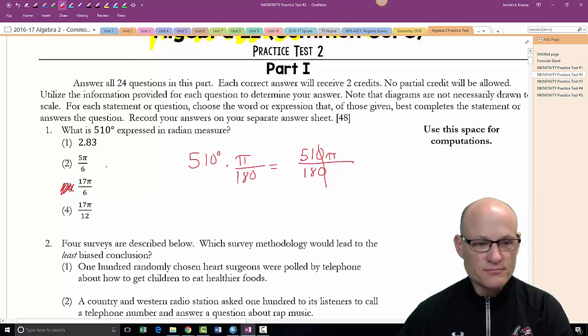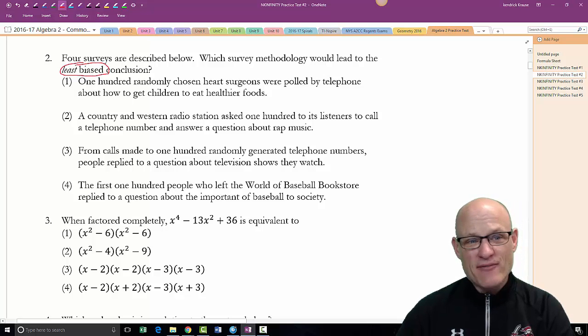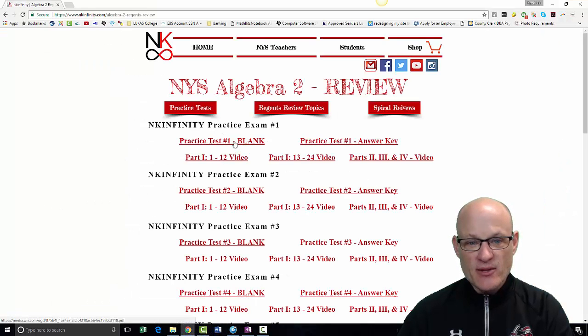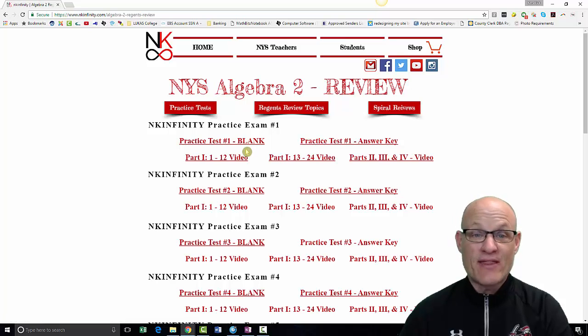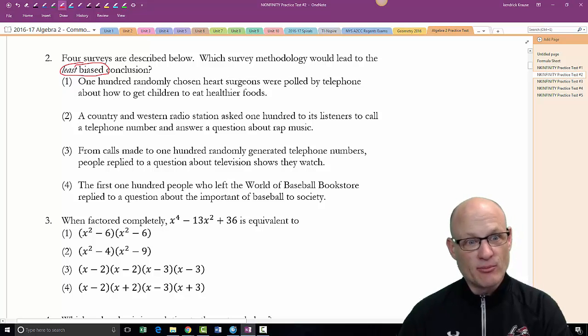Moving on. Which of 4 studies or surveys is least biased? We're looking for the least biased problem in this one. By the way, if you haven't done these problems on your own, you really need to. Back here on NK Infinity, it's this document. Just click on the blank document. You can download it, print it, or just do the problems on your own and then come watch the video. Check the answer key out and see how you did. But don't just sit here and watch me work. Watching me work is, first of all, really boring. Second of all, it's really boring. Third of all, you're not going to learn anything.